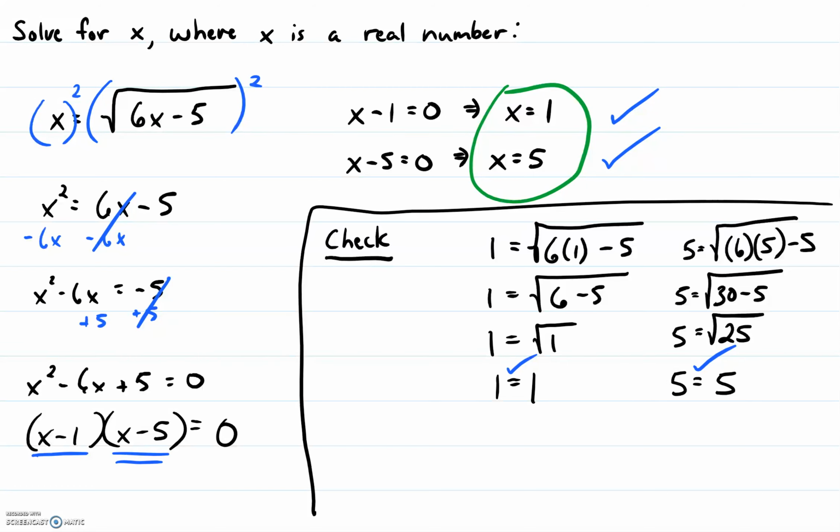Now, if you ended up with some kind of nonsense like 1 was equal to 4 or something like that when you were checking your answer, then you would just discard that solution. But as long as everything works out, we include both solutions in this case because everything did.